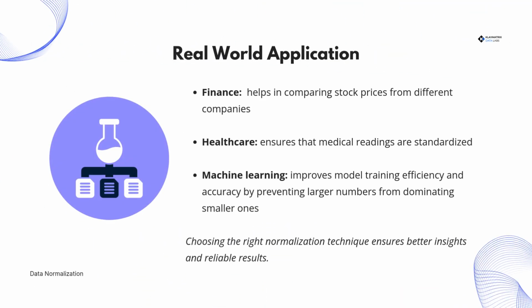Now, let's look at how normalization is used in real-world scenarios. In finance, it helps in comparing stock prices from different companies. In healthcare, it ensures that medical data like blood pressure readings are standardized. In machine learning, it improves model training efficiency and accuracy by preventing larger numbers from dominating smaller ones. Choosing the right normalization technique ensures better insights and reliable results.